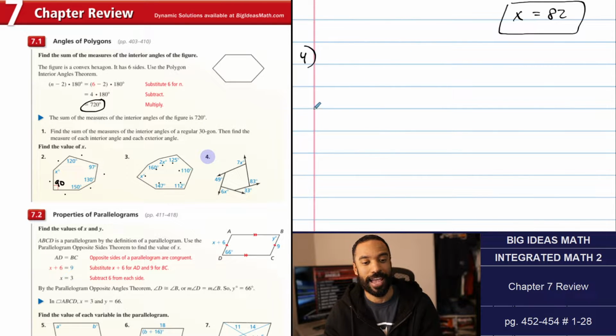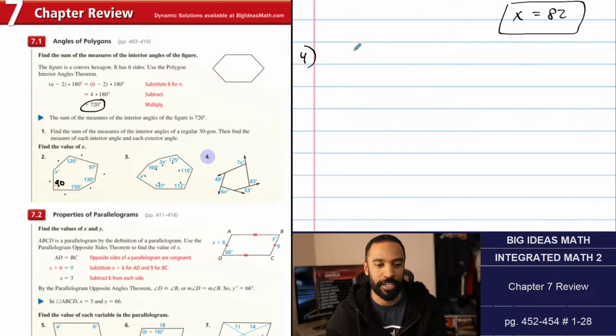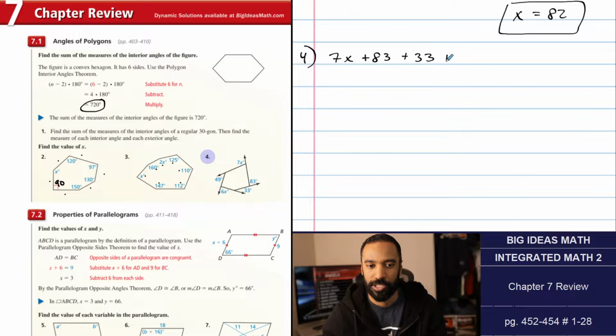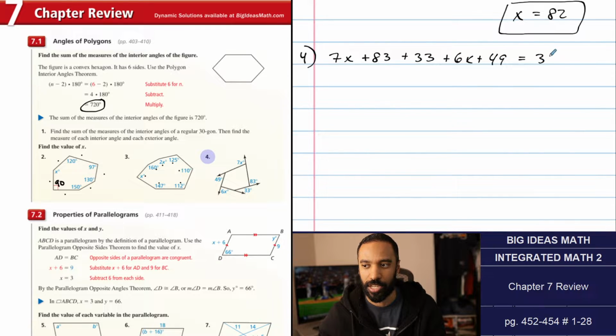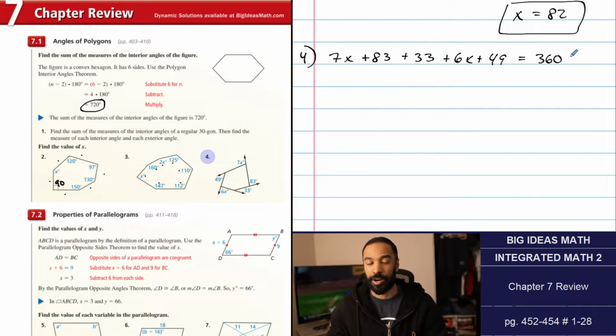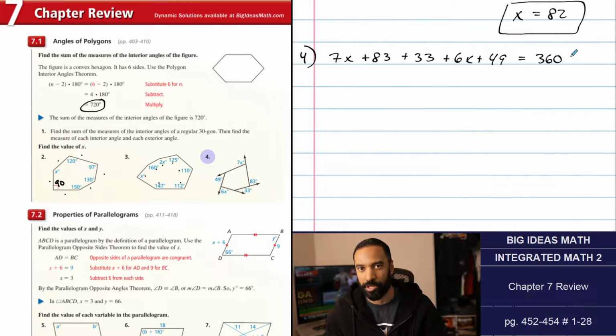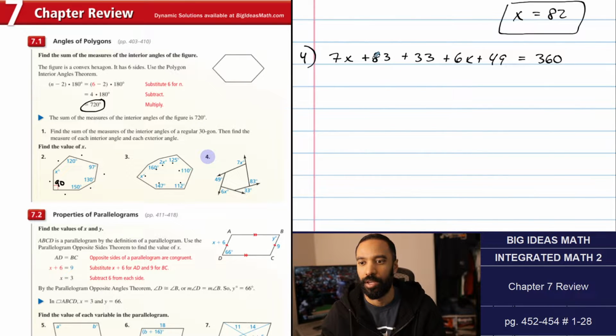All right, these are exterior angle measures. I brought that up a bit ago. So I'm going to add these things up: 7x, 83, 33, 6x, and 49. And this will equal 360. Once again, it doesn't matter how many sides there are. Does not matter how many sides or angles there are. The exterior angle sum is always 360. And I talk about that more in section 7.1 if you want to look into it.